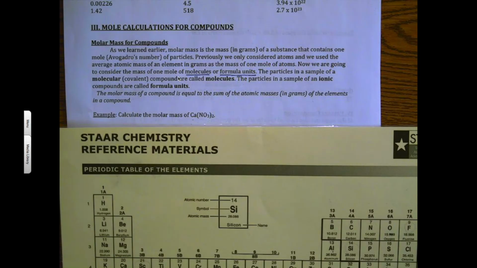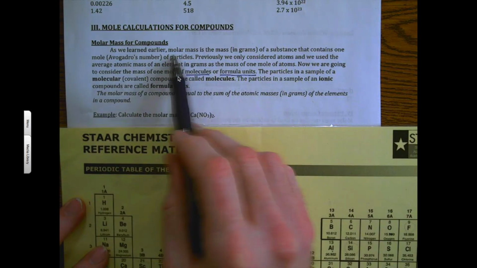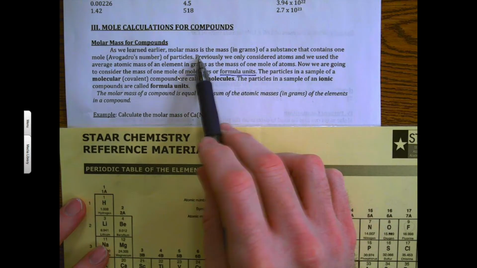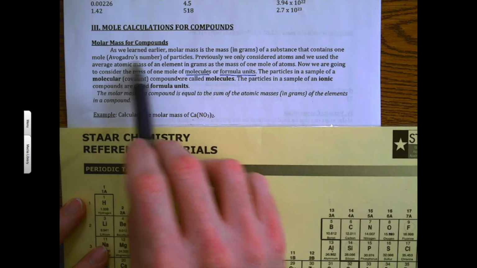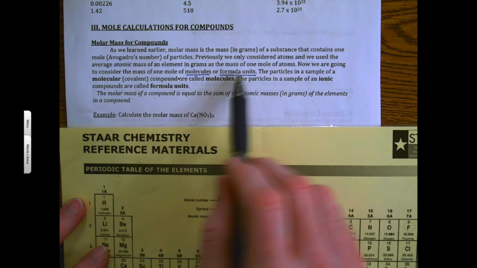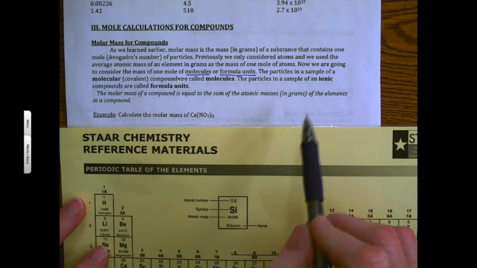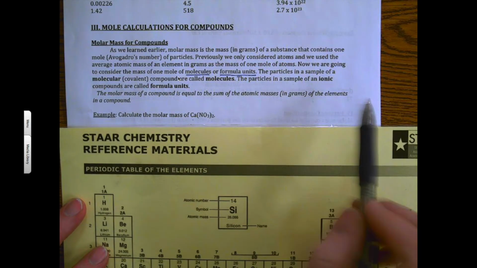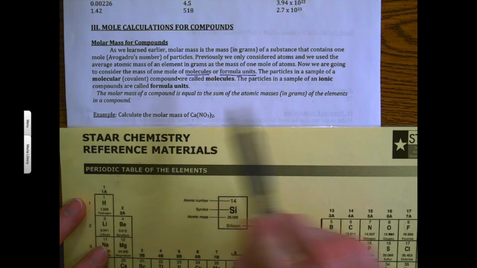Now that we have learned about the mole and we have learned about finding the molar mass of different atoms, we now are going to look at the molar mass for different compounds. As we learned earlier, the molar mass is the mass in grams of a substance that contains 1 mole, or Avogadro's number, of particles. Previously, we only considered atoms, and we used the average atomic mass of an element in grams as the mass of 1 mole of atoms. Now we are going to consider the mass of 1 mole of molecules, or formula units.